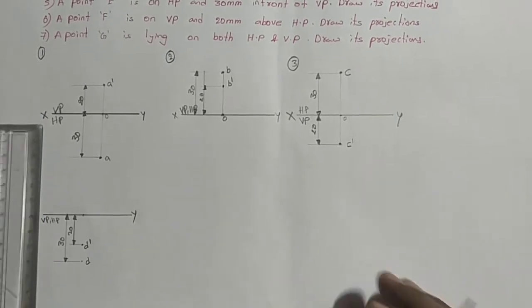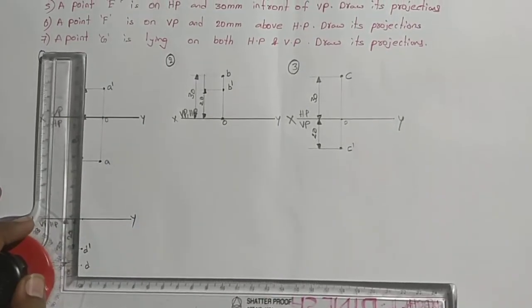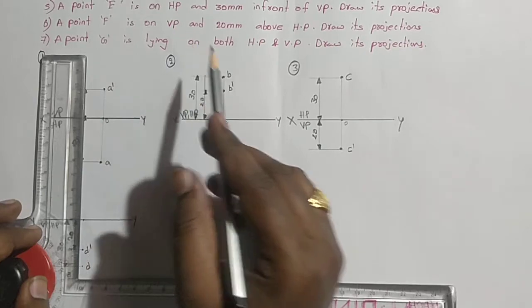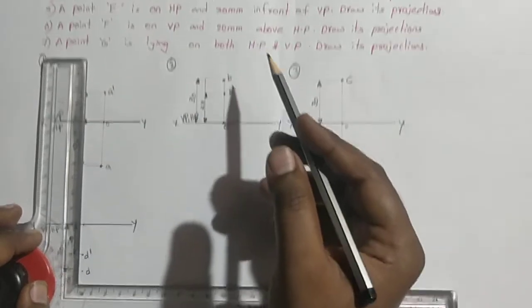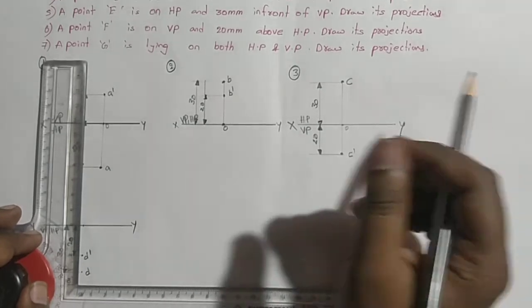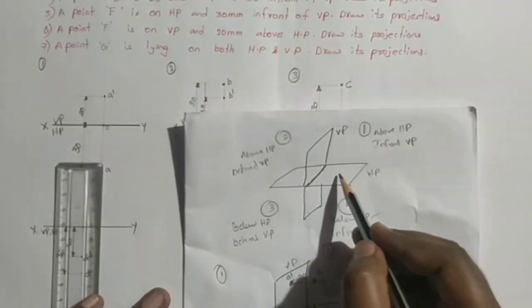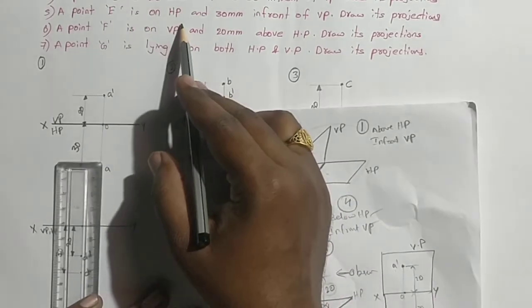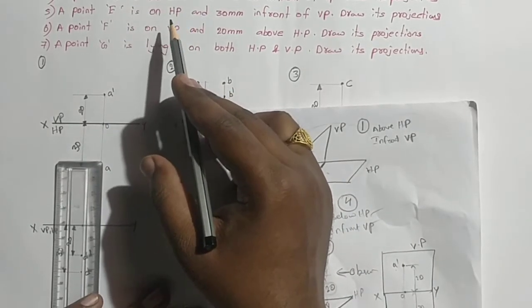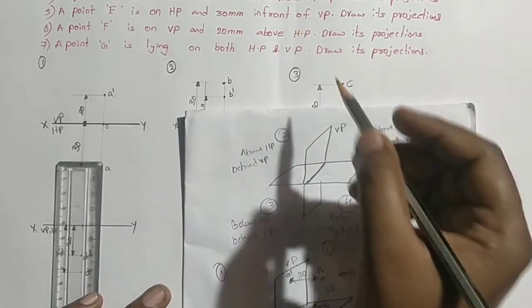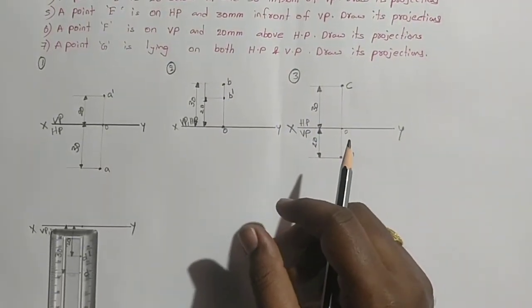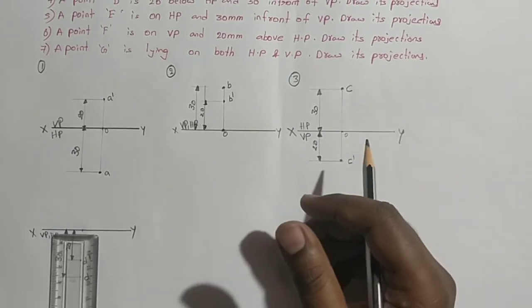Next we need to draw the fifth condition. Here the fifth condition states that the point is on HP and 30 mm in front of VP. Draw its projections. On HP and in front of VP. On HP means this one. We can take it in the first or second quadrant. It is on HP, so it lies in the first or second. 30 mm in front of VP. In front of VP means it is definitely the first quadrant. In the first quadrant, the vertical plane is above XY, the horizontal plane is below XY.